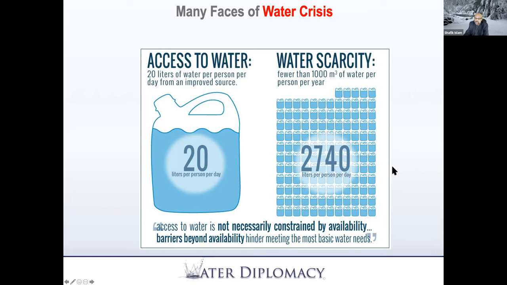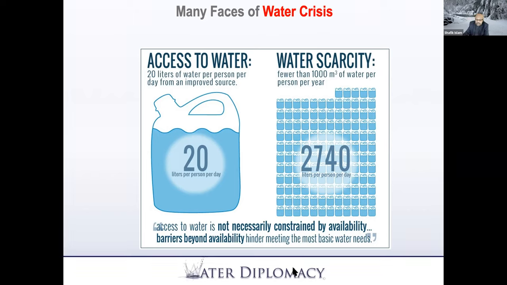Look at the difference between 20 and 2,740. Huge difference. Do you have access to water versus are you water scarce? These are two different things. And we oftentimes get confused about which one we are trying to address. If you go to the SDGs, it's not clear what they want to do. I think goal 6 is related to water, and they have all kinds of things there. But it's so nebulous that it's not clear exactly how they're going to measure this and how they're going to implement this.